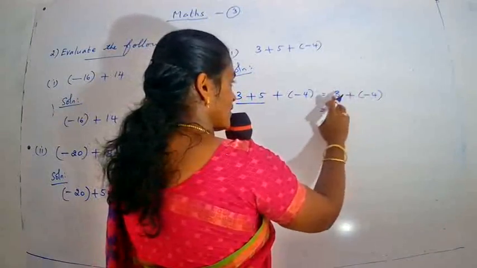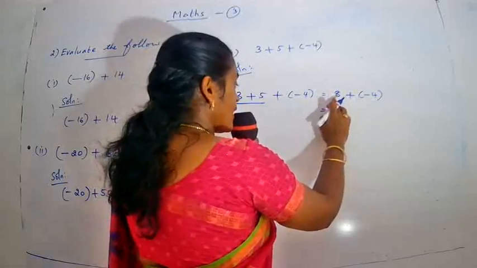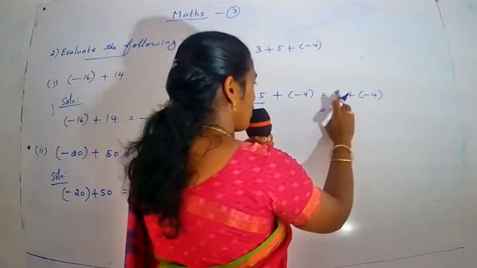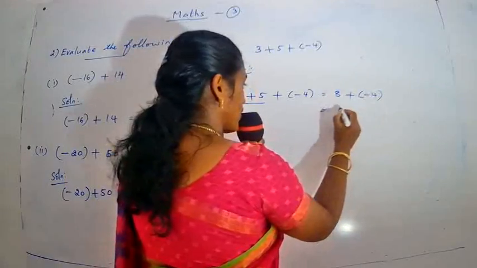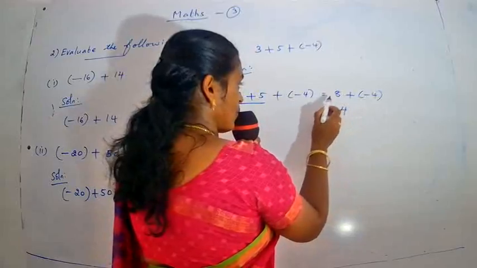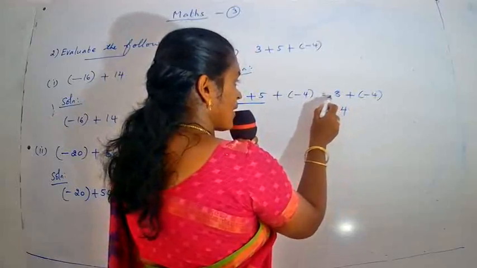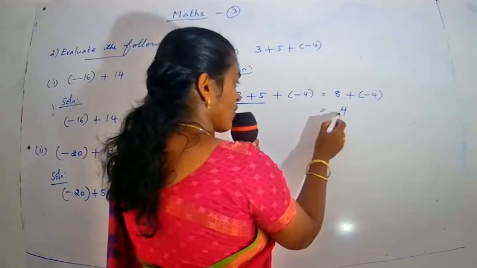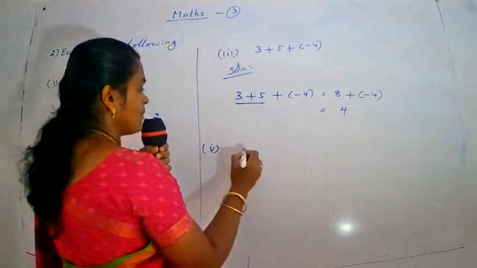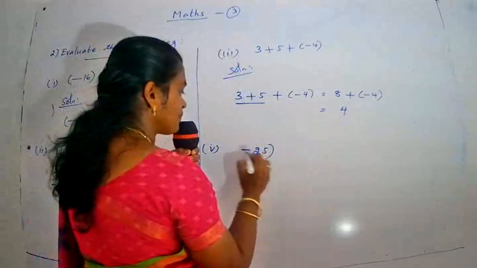So what is the answer? If the integers have opposite signs, we find the difference. So 8 minus 4 is equal to 4, and it is plus 4 only. Why? Because the positive number has the plus sign. So that's why your answer is 4. Okay, then next question.